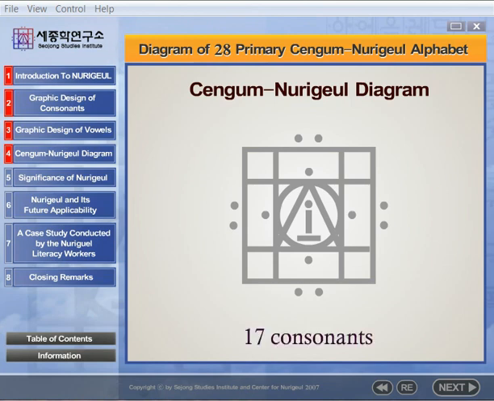The 17 consonant graphemes 아, 으, 흐, 느, 그, k, n, t, r, s, j, ch, z, m, p, are all contained in this diagram.